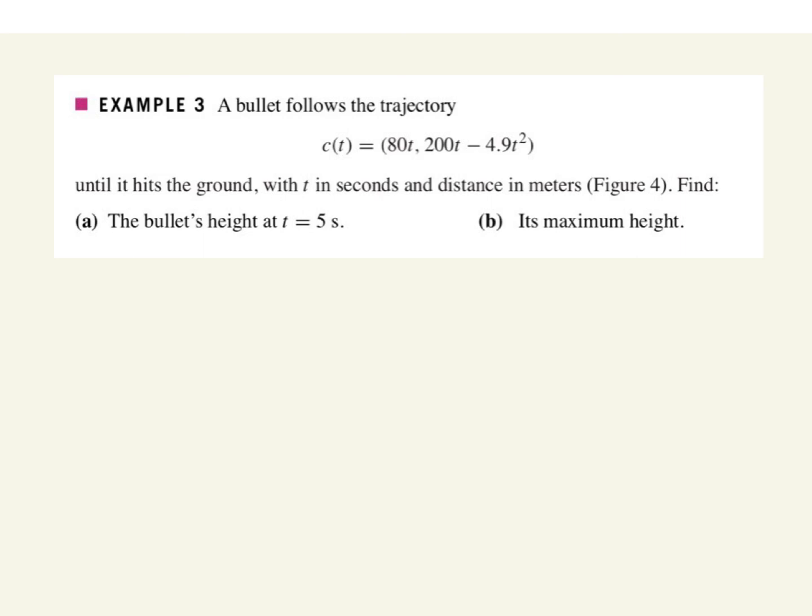So part A is asking, what's the bullet's height at time equals 5 seconds? So you still would just use the y coordinate there. You would plug in 5 to the 200 times t minus 4.9 t squared, and that comes out to be 877.5 meters. So nothing really different in this problem, just the way that it initially is presented.